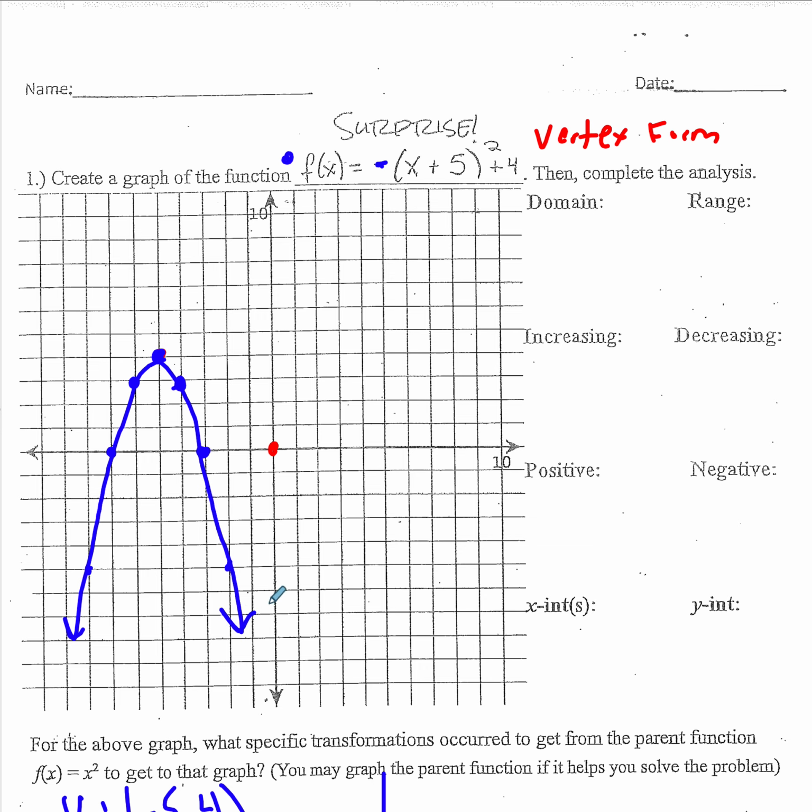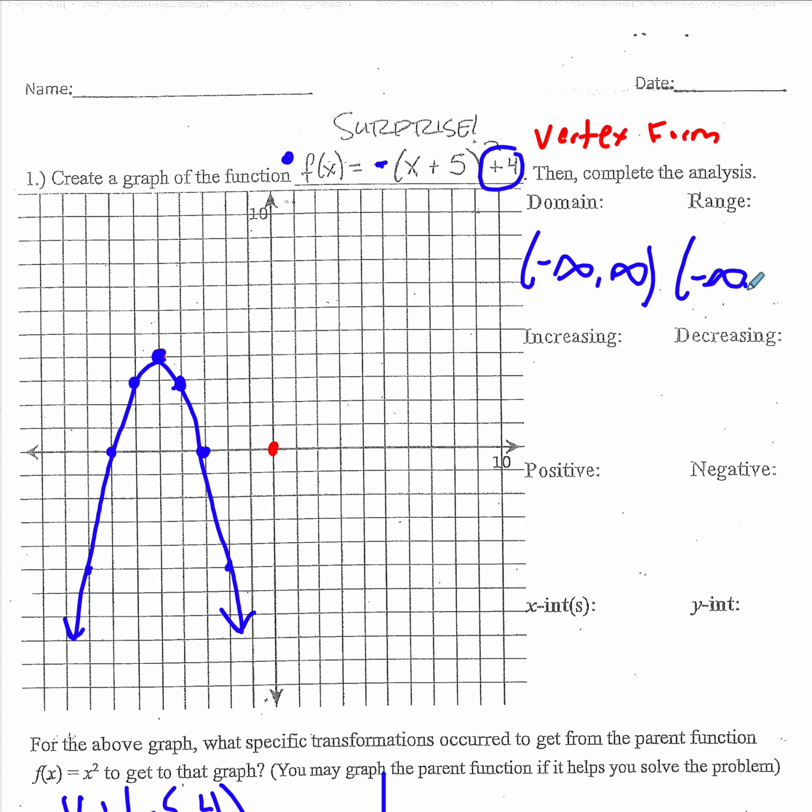So my domain, well, the domain we know is negative infinity to infinity. That's true of all quadratics. The range, we can see it's pointing down, so it goes from negative infinity on the y-axis all the way up to 4. And we can see that 4 from the vertex. Right, the vertex is negative 5, 4.